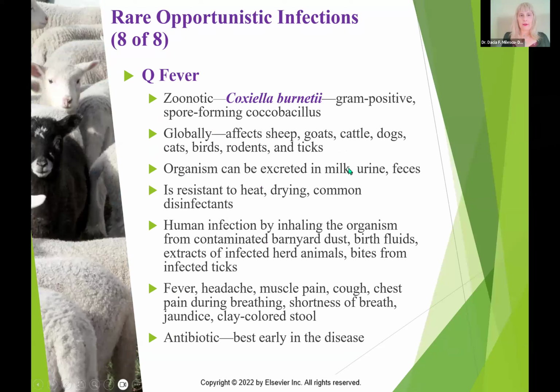Next is Q fever. This one is pretty rare. It's a zoonotic disease caused by Coxiella burnetii. This is a gram-positive, spore-forming coccobacillus. Unless you're a farm worker, you're not going to get this, but this is globally caused by being in contact with sheep, goats, cattle, farm dogs, cats, birds, rodents, ticks.